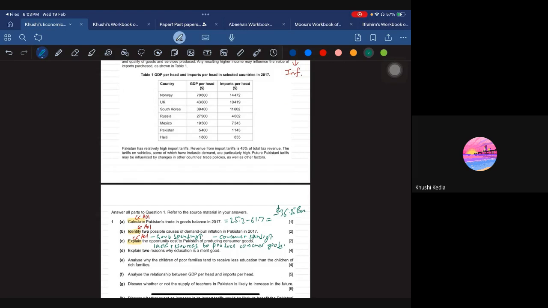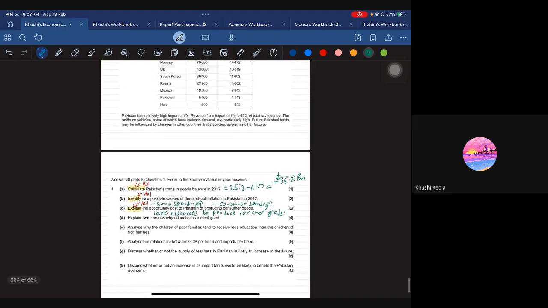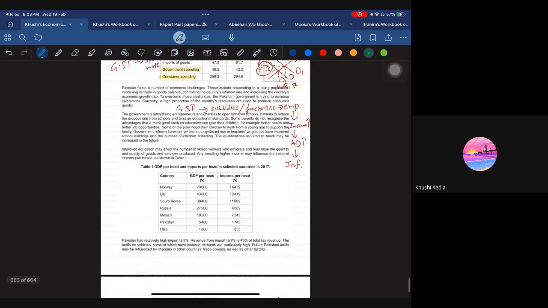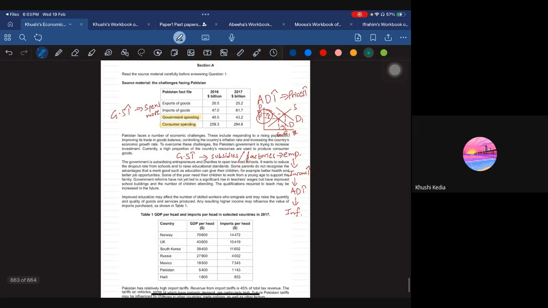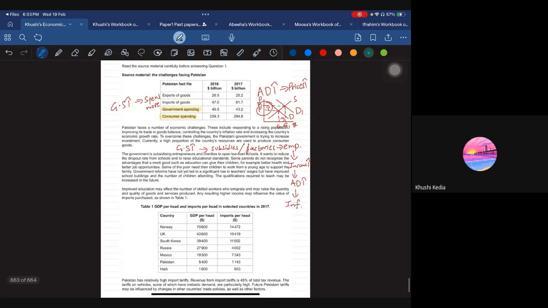Okay, now the next thing: explain two reasons why education is a merit good. This topic you have already studied, right? Yes, sir. Now, I want you to look at this and do it.